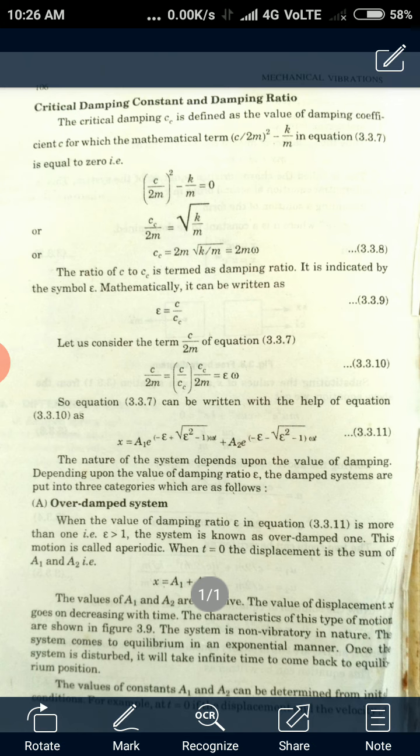It may appear typical or complex, but if you practice and understand slowly, you will come to know it. Depending upon the value of the damping ratio epsilon, which is defined as C/Cc, the damping coefficient to the critical damping coefficient, the vibratory system is defined in three ways. We'll discuss that in the next class, but for today we'll wind up here.